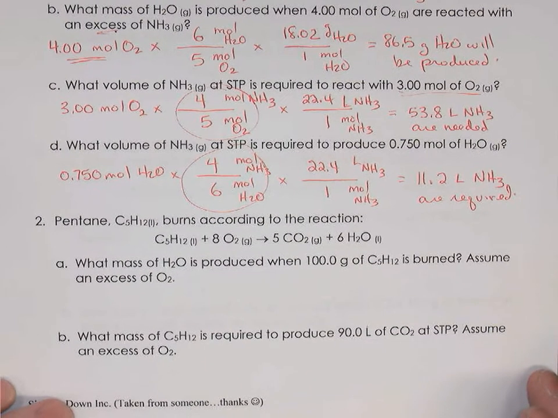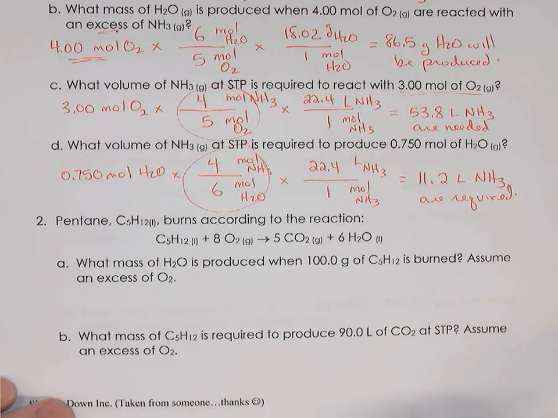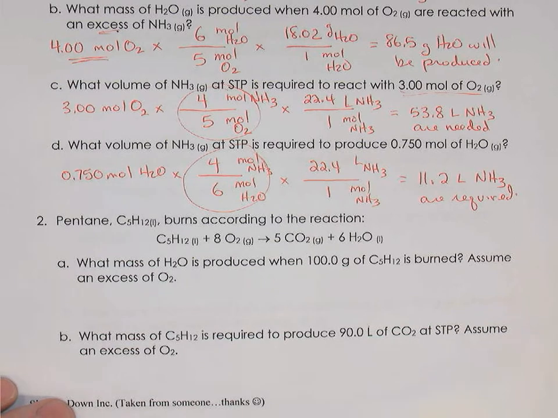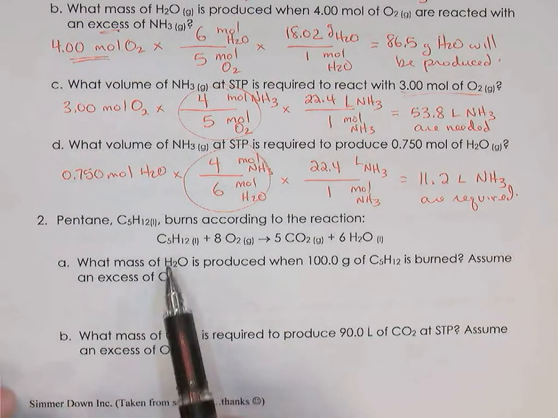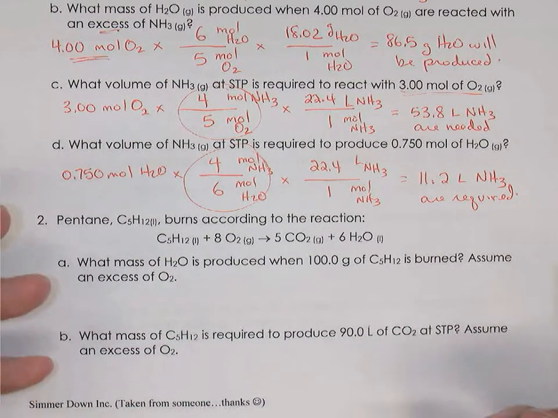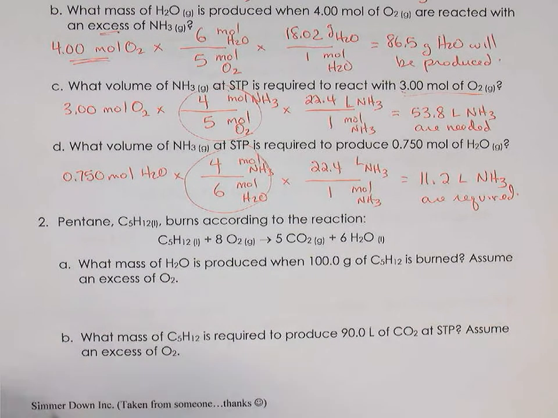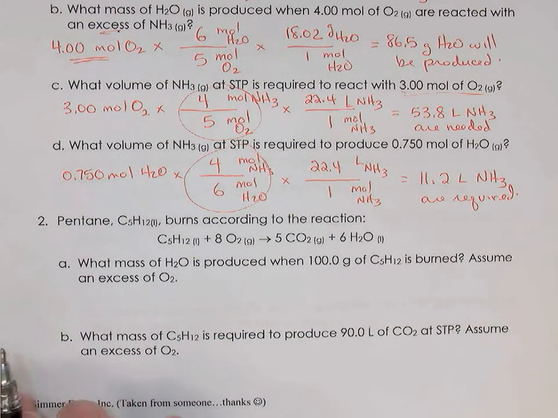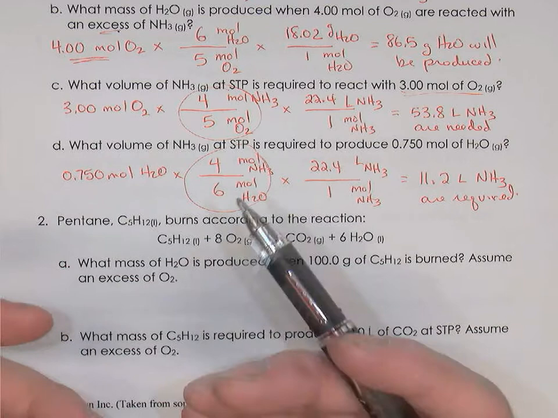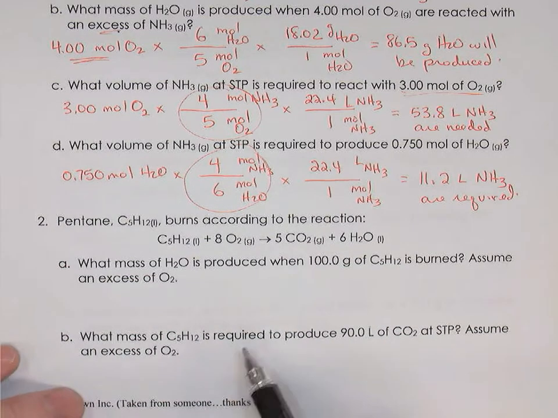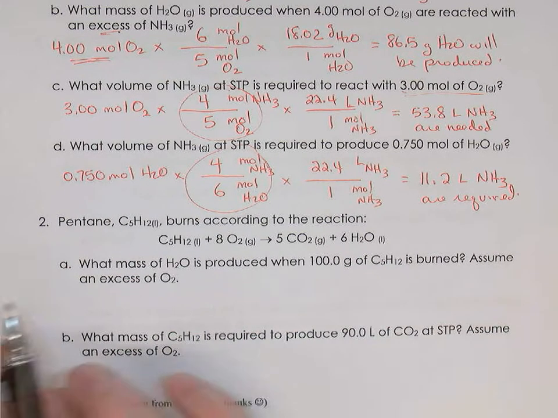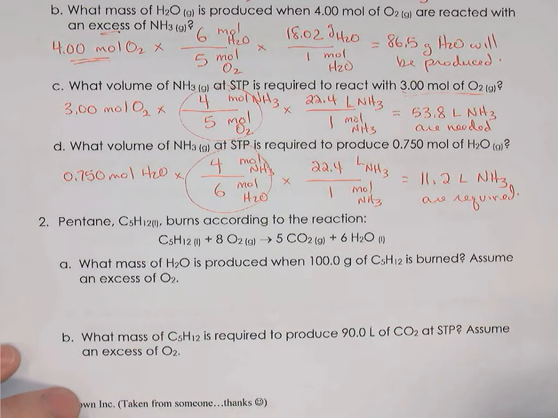Pentane, C5H12, burns according to the following reaction. Now I hope you can foresee that later we'll get a question that simply says pentane is burned, and you would have to write the balanced equation yourself. You'd have to recognize that that's a hydrocarbon combustion reaction, then realize it reacts with oxygen, remember that it produces CO2 and water, and then balance the equation yourself to do the stoichiometry problem.